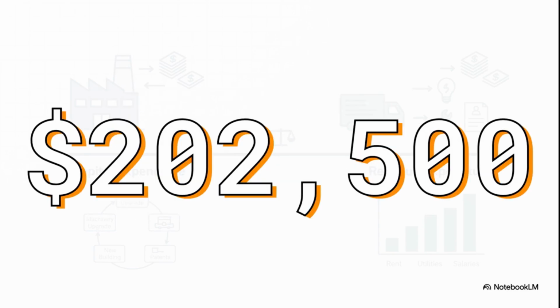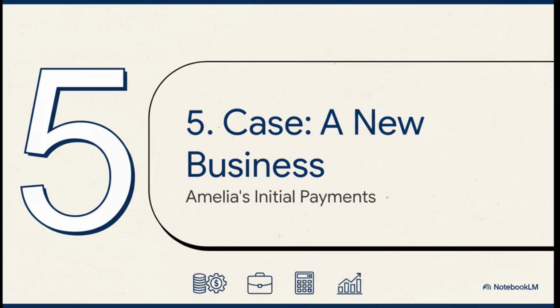So after adding up all those separate capital costs, we get our grand total, $202,500. This isn't just a number we pulled out of thin air. This is the precise value of the machinery that will now be recorded as a non-current asset on the company's books. Let's try another scenario, just to make sure this is all sticking.